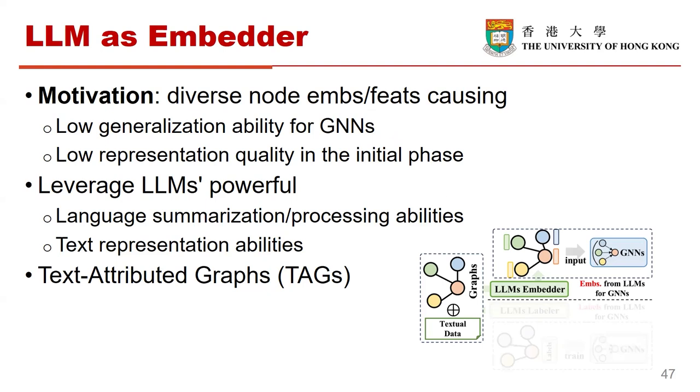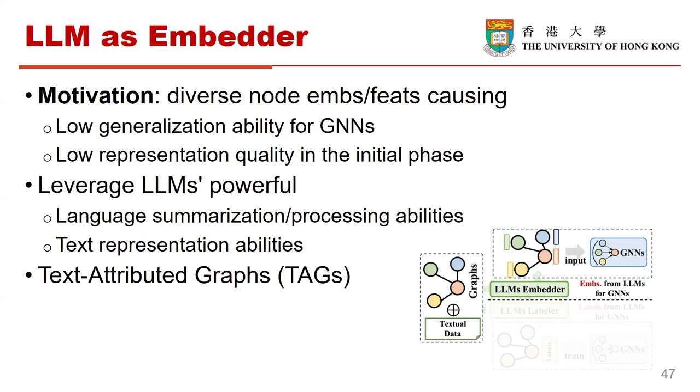LLMs as the embedder: the motivation of this category is usually to address the diverse node embedding or feature embedding spaces of different graph data. The diversity in feature space causes low generalization ability for the GNN models. For example, you can expect that a graph model trained for text attributed graphs can hardly be reused for non-textual features. Except for the generalization ability issues, it also can cause some low representation quality issues in the initial encoding phase for the graph models. So this can severely harm the graph encoding process.